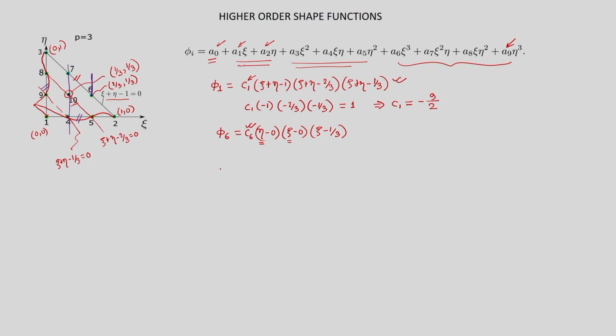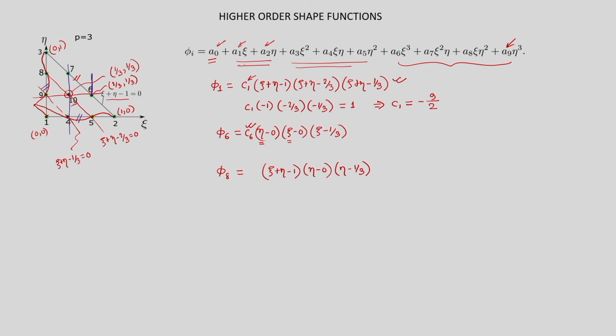Let us do one more, say phi 8. Phi 8, as we see, has to be 0 along the straight line xi plus eta minus 1 equal to 0, and it has to be equal to 0 along the straight line eta equal to 0, and it has to be 0 along eta minus 1 by 3 equal to 0. So that means that it has to be 0 along this straight line.